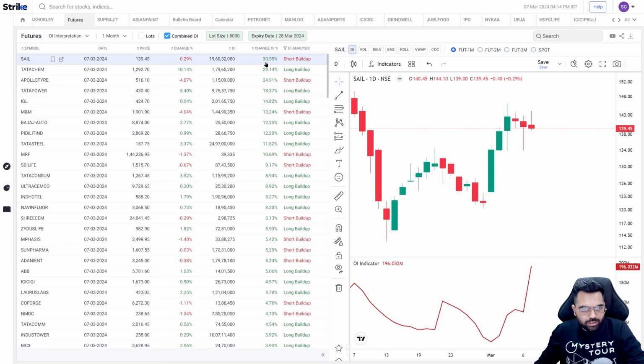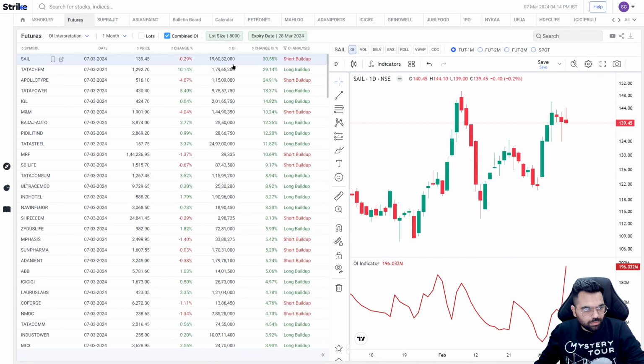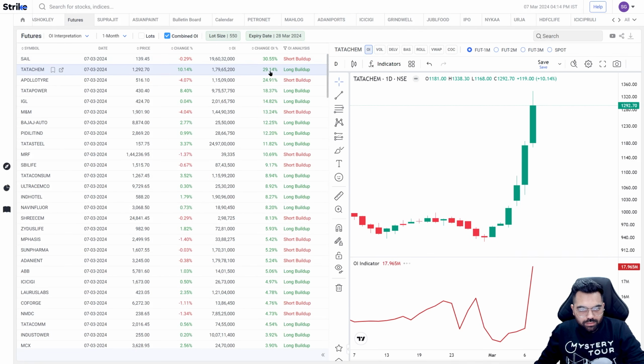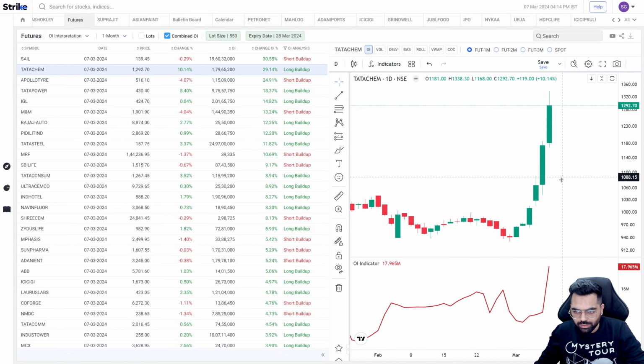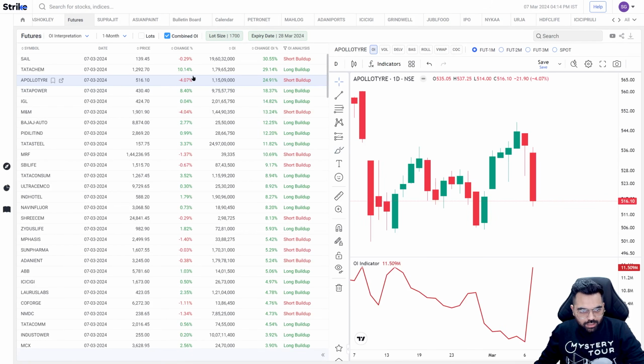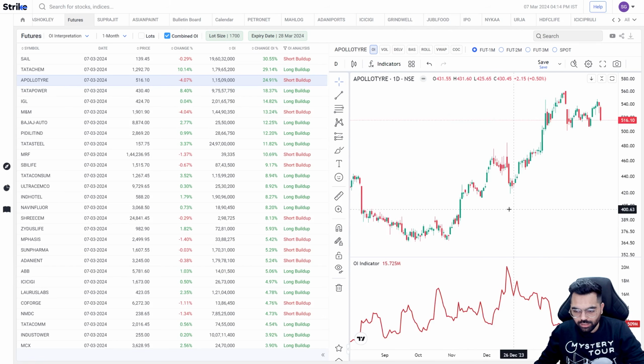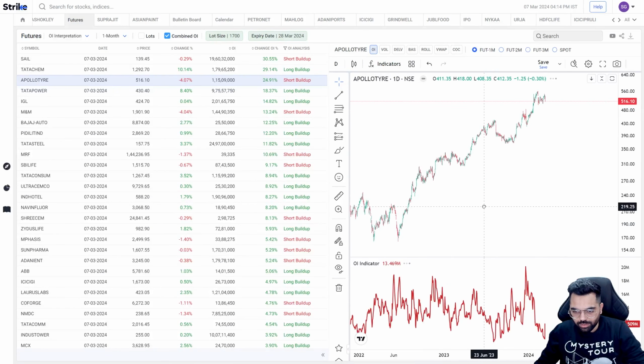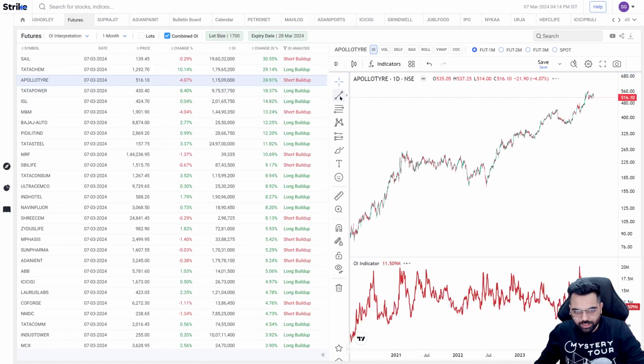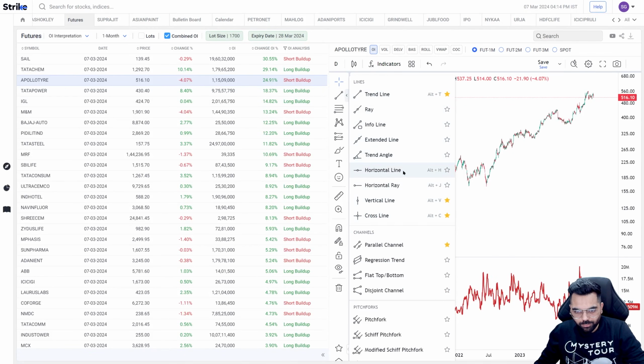So this is sorted on the basis of change in OI, where there has been a strong buildup today. First is SAIL, then is Tata Chemical with 30% OI buildup and 10% movement. So this is like a setup where the stock has already run up. We're trying to see where we can see fresh buildup. Now Apollo Tyre is showing a 25% increase in OI, and it's a short buildup because the price has declined by 4%.